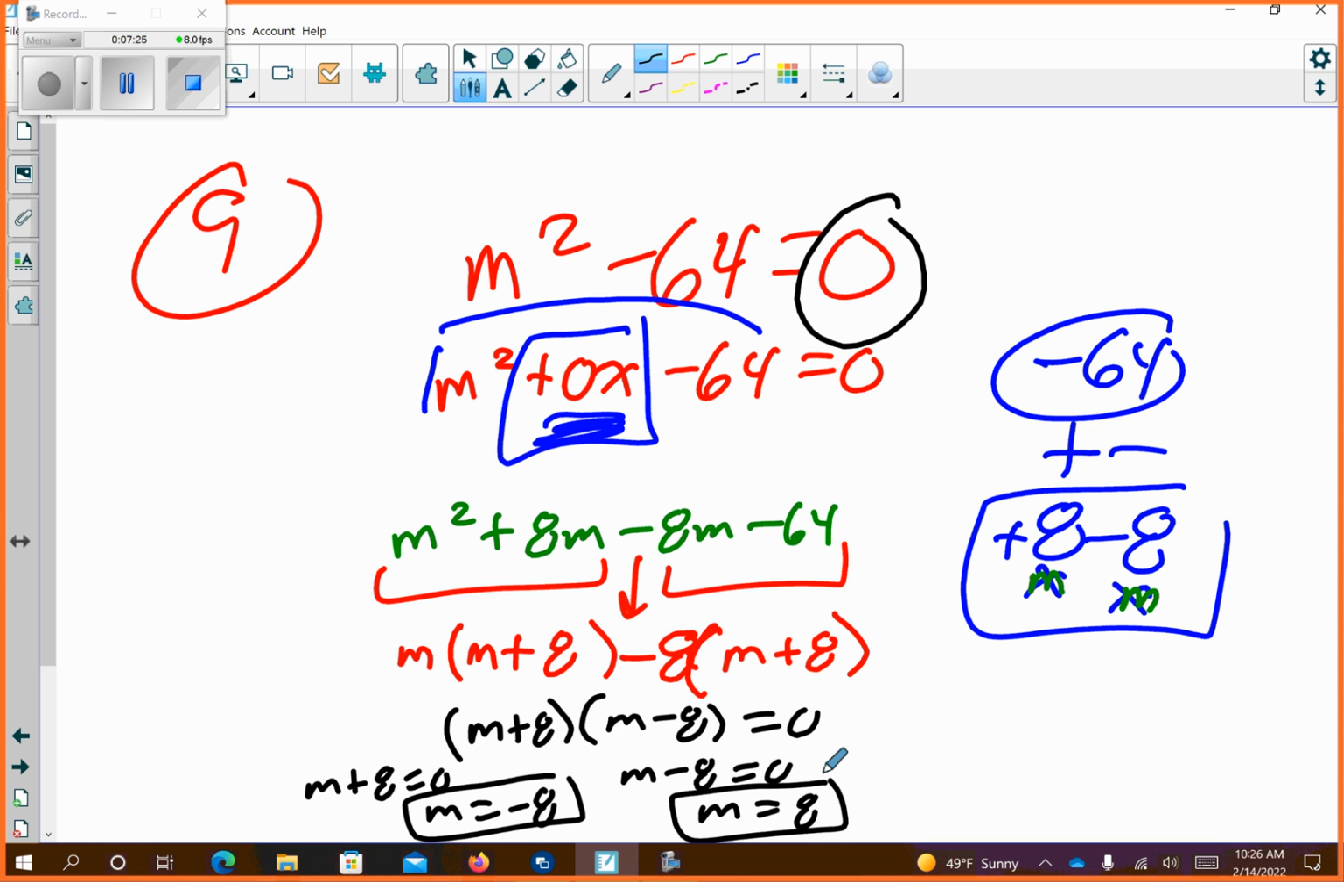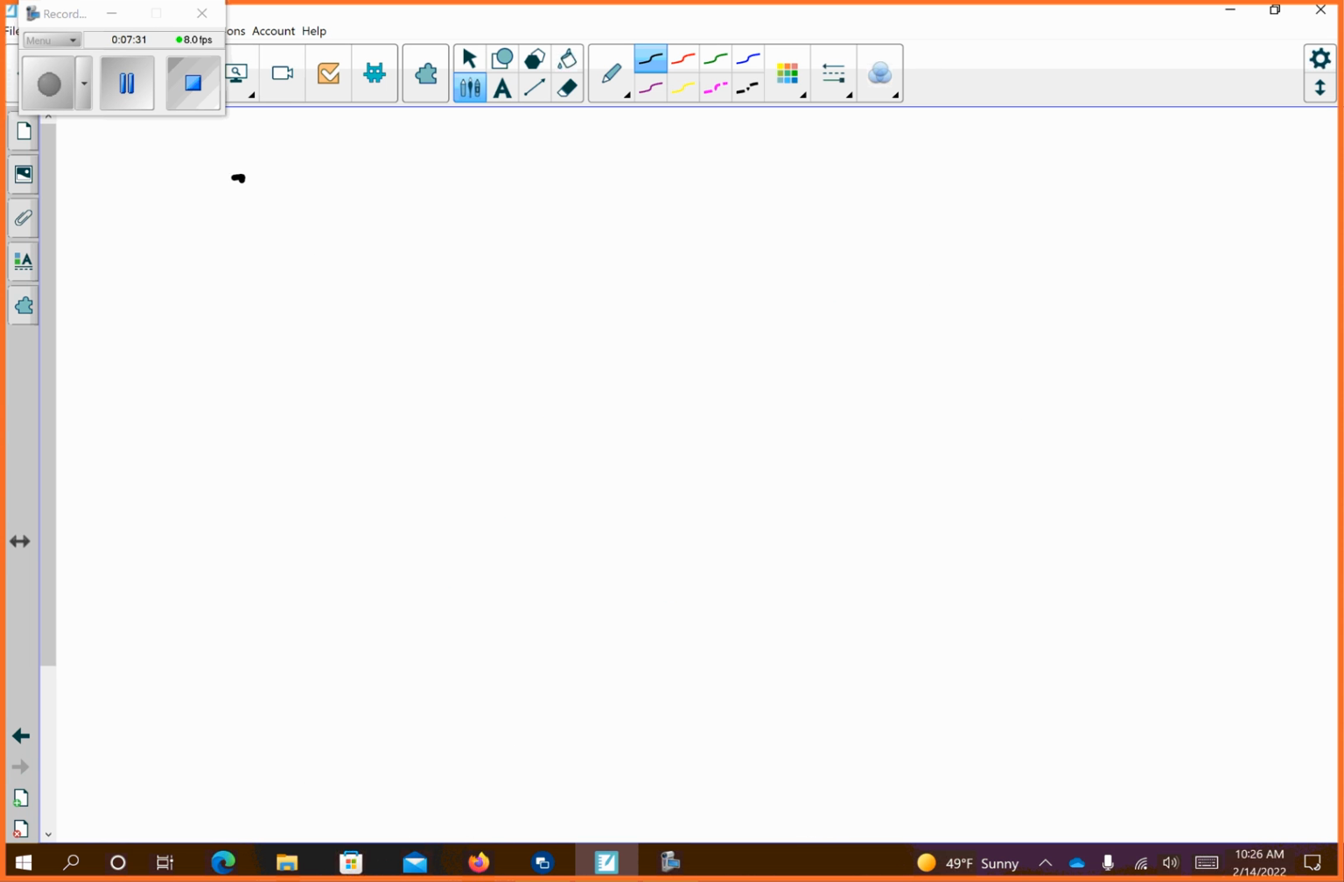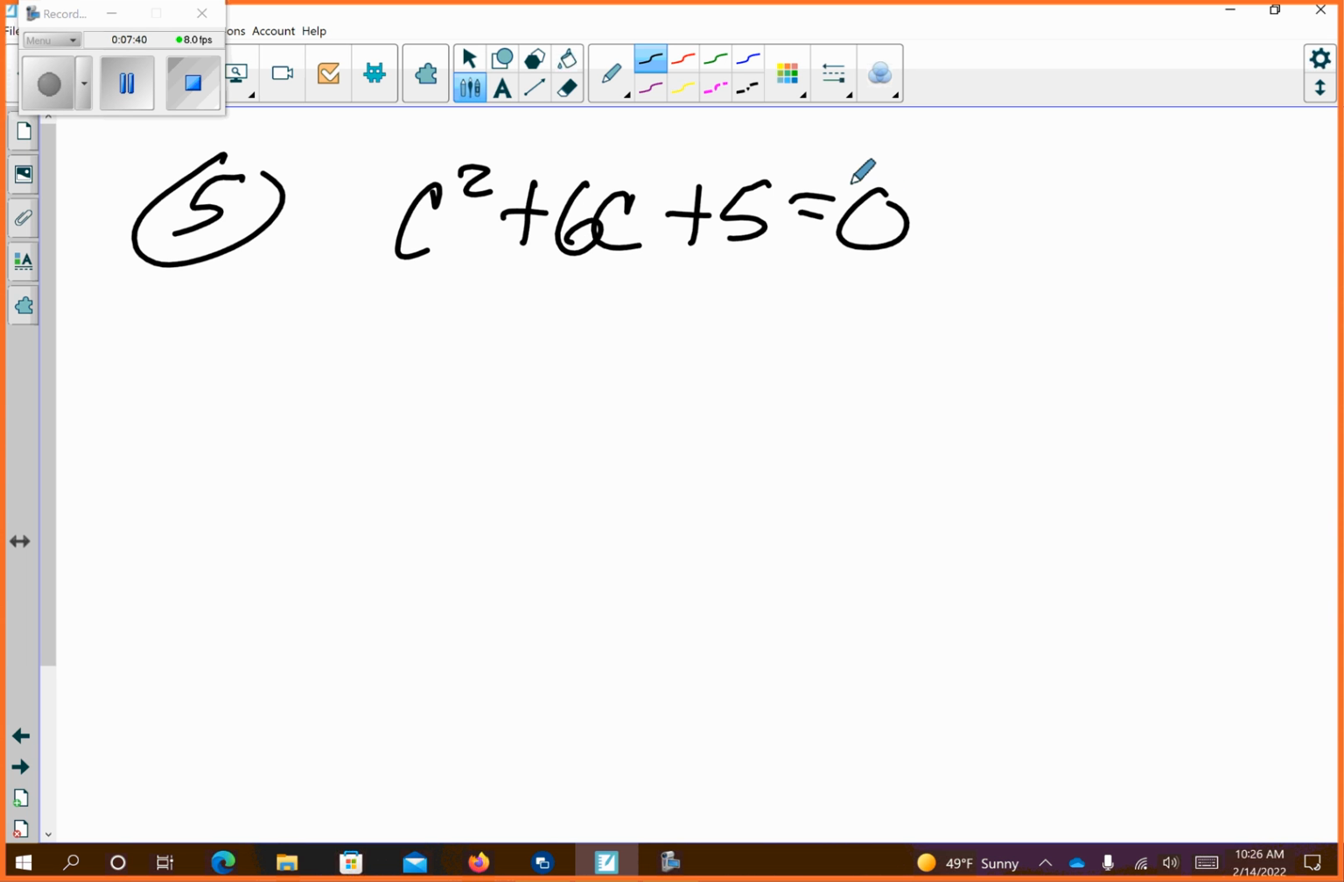Any others I could help you with on the homework? 5? Would you read me what number 5 says? C squared plus 6c plus 5. Like that? Yeah. Perfect. All right, so it's equal to 0. Good. Put a 1 out front. 5 times 1 is positive 5.